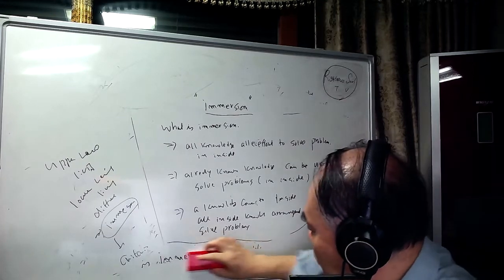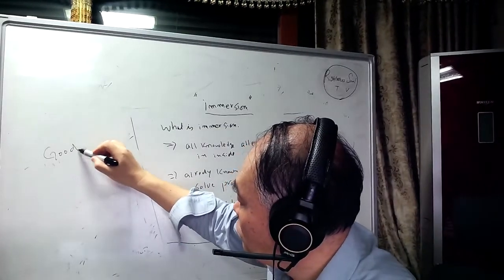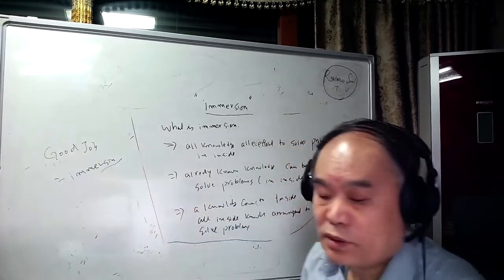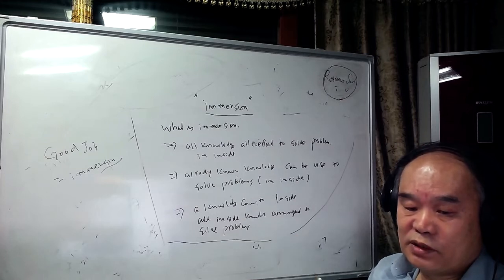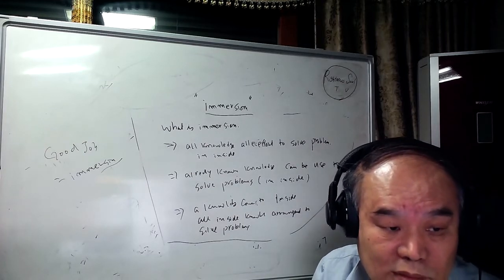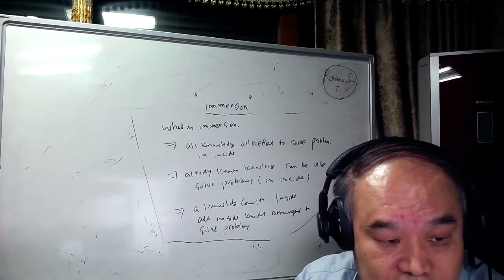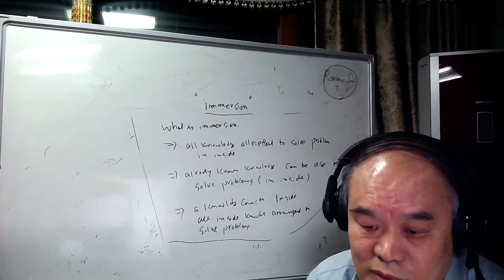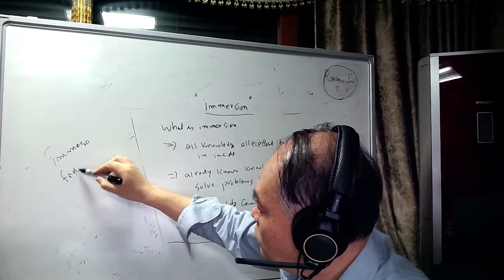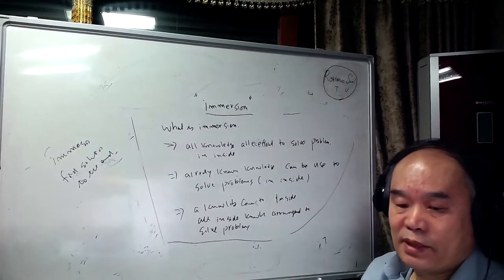Here the connection is direct: good job, immersion. If one can do immersion, then one can get a good job. If one cannot do immersion, then one does not get a good job directly. Immersion is inside, finding the ends, solving the problems. Immersion is finding the solution to the end. This is emergence inside.